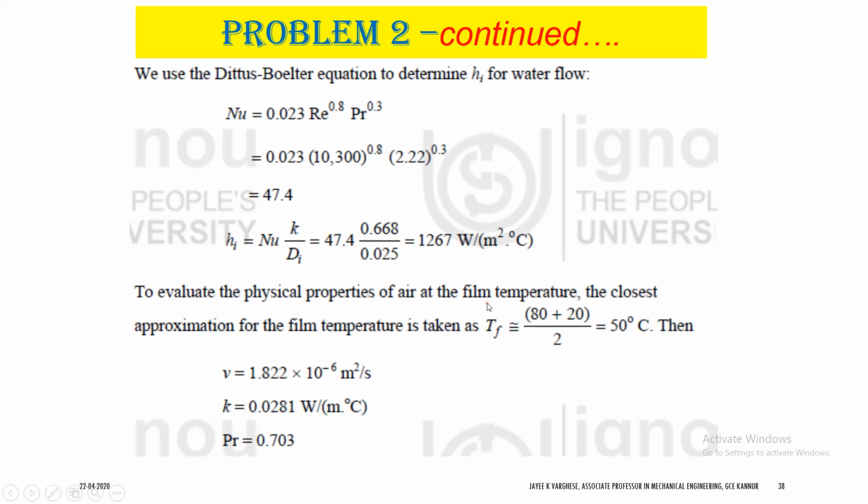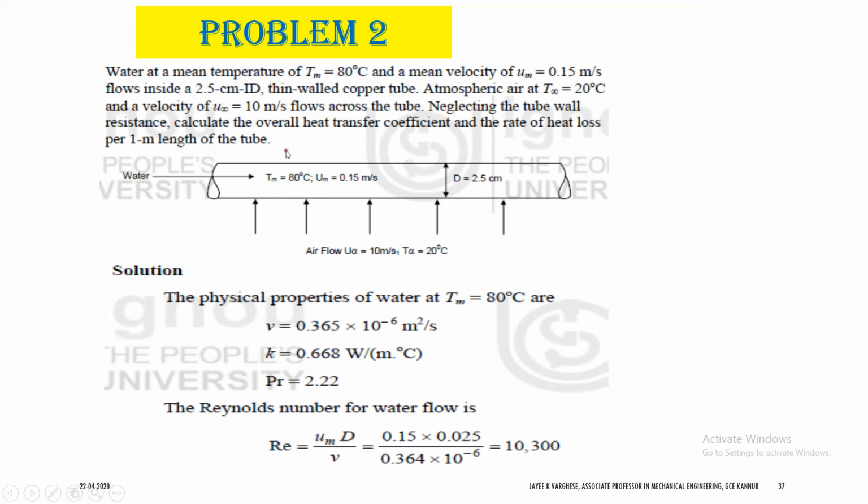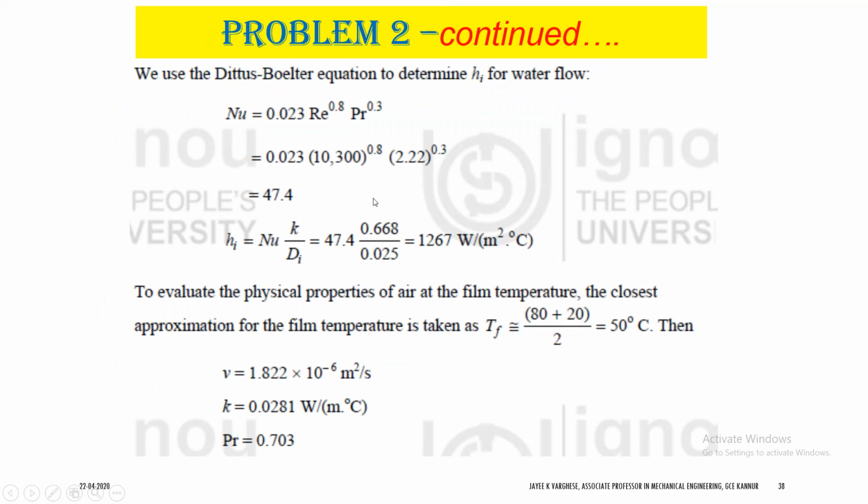So how to calculate the film temperature? It is calculated as the average of the surface temperature and the ambient temperature. So what is the surface temperature? In the problem, it is mentioned that the mean temperature of water is 80 degrees Celsius. And we are also given the freedom to neglect the tube wall resistance. If we neglect the tube wall resistance, the outer surface temperature will be the same as the inner surface temperature, which is almost equal to the average water temperature. So this is taken as the surface temperature. That is one assumption to be made in this problem.